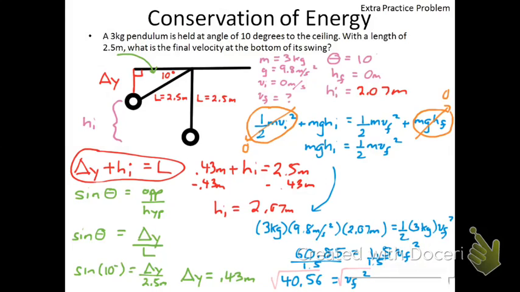And when you do, your answer will be, I'm going to have to use whatever is left of the room here. Final velocity will be 6.36 meters per second. Okay, and that is the velocity at the bottom of the swing.